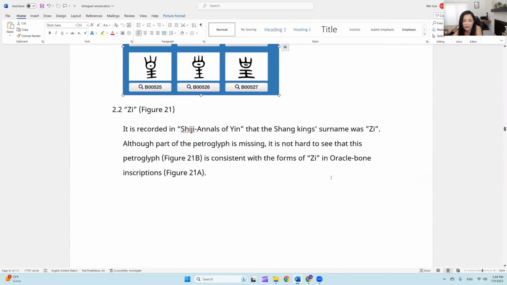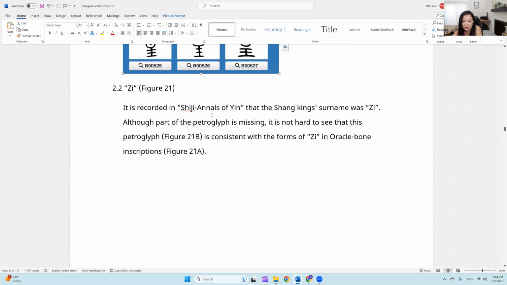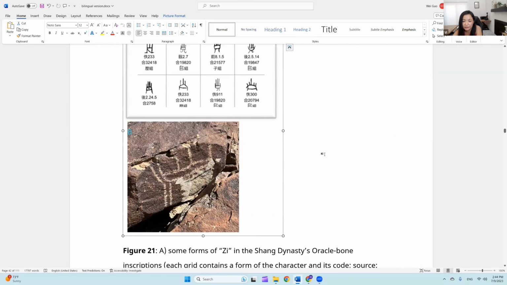And let's look at this one, 子. According to the famous 史记, the most famous Chinese historical book, the Shang King's surname was 子. Although part of the petroglyph is missing, it's not hard to say that this petroglyph is consistent with the forms of 子 in oracle bone script. Let's look at this.